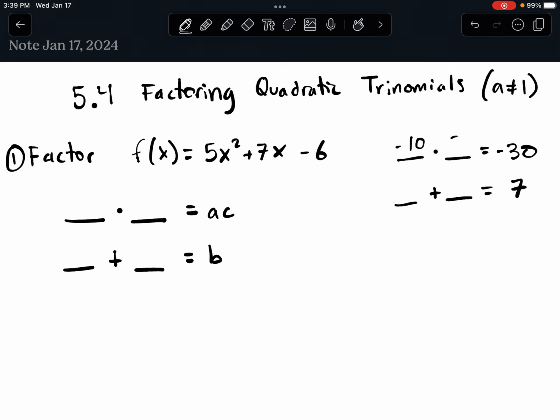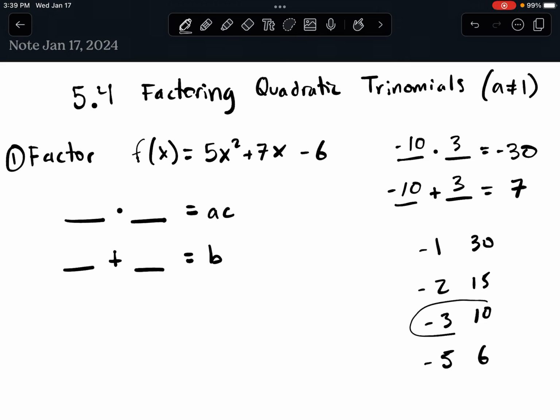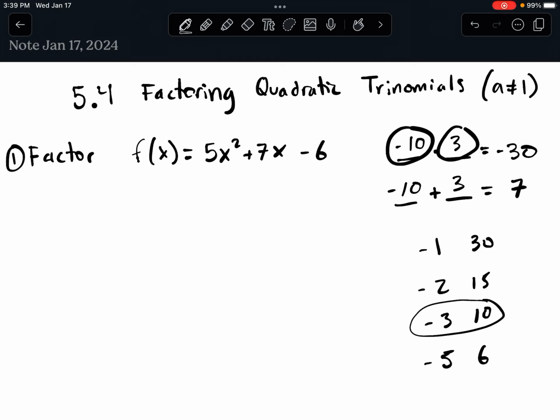So if I look at this, well, I know that -10 times 3 is -30, and -10 plus 3 is 7. Okay? If it is a challenge for you to think of those numbers that perform those 2 functions, you can make a list, right? I know it could be 1 times 30, or 2 times 15, or 3 times 10, or 5 times 6, right? And you know that one of these has to be negative, but the only one that's going to work for us is this option here would add up to 7. So you can make a list of all the factors and then figure out which one works best. All right, from here, I know that my 2 numbers that I'm working with are the -10 and the +3.